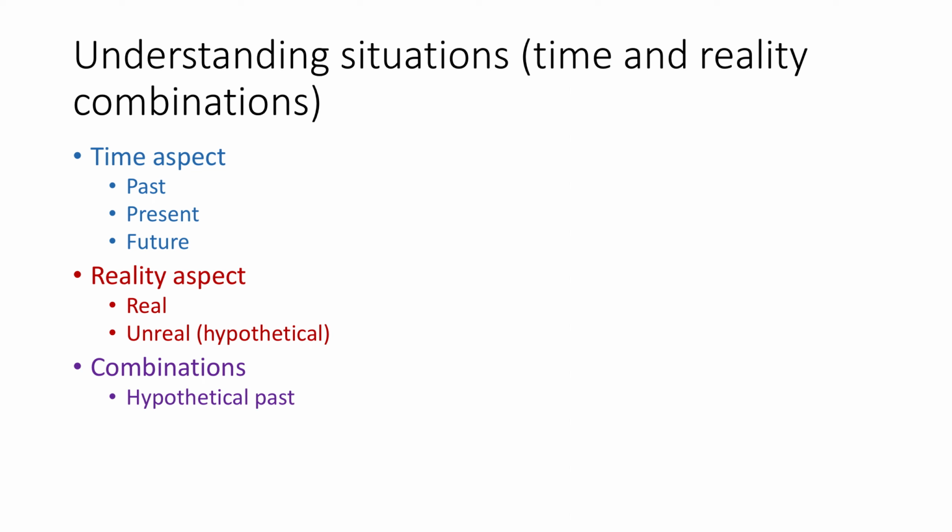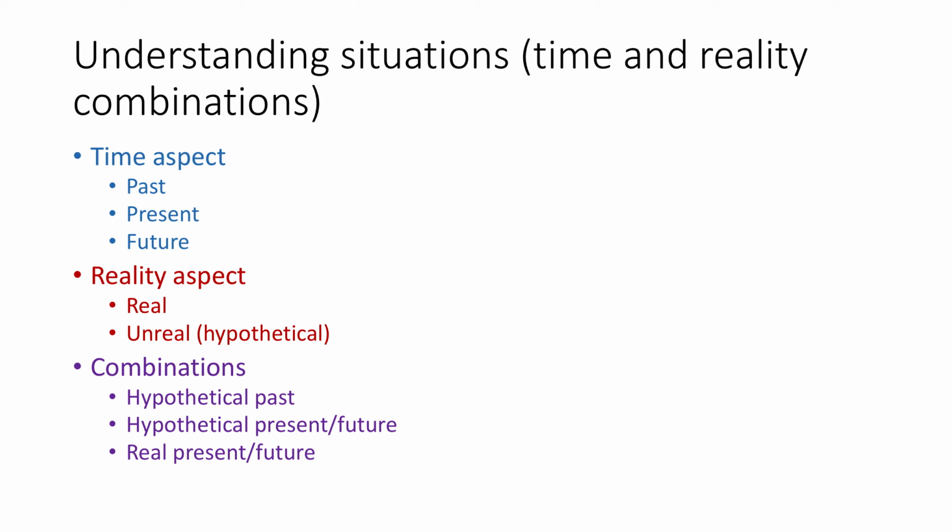So these are the possible combinations that we can have. Hypothetical past, hypothetical present or future, and real present or future. So in hypothetical past, we're thinking about something that happened in the past, and then we imagine its opposite or a different situation than what we actually experienced in the past.